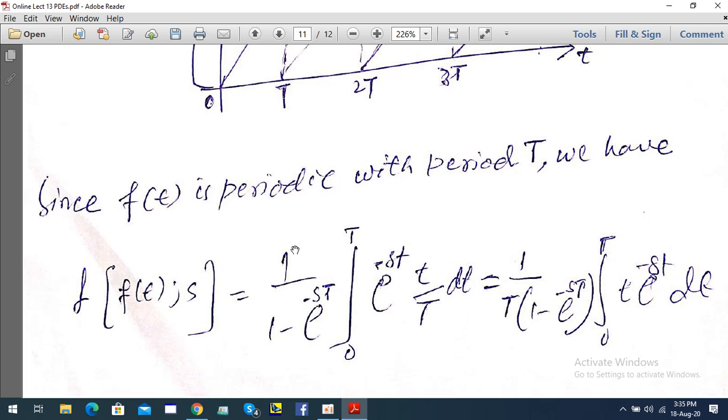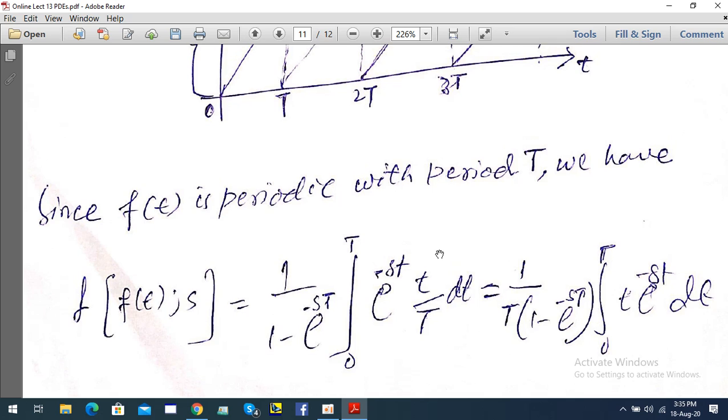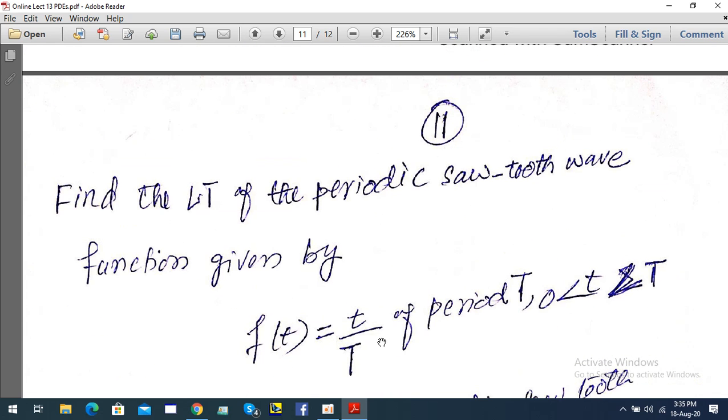Now there is no need to use the Laplace transform definition directly, because the Laplace of a periodic function is 1 over 1 minus e power minus sT, since the period is T. If the period was 12, there should be 12 instead of T. If the period is 3, there should be 3. Now the period is T, so we use 1 over 1 minus e power minus sT times the integral from 0 to T of e power minus st f of t. Now f of t is t by capital T.